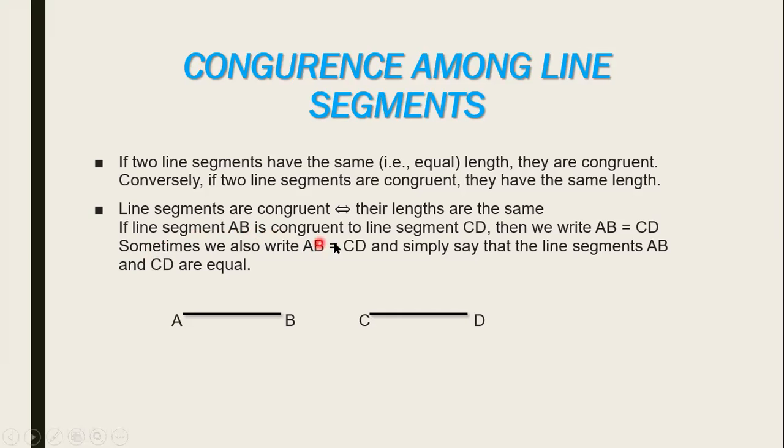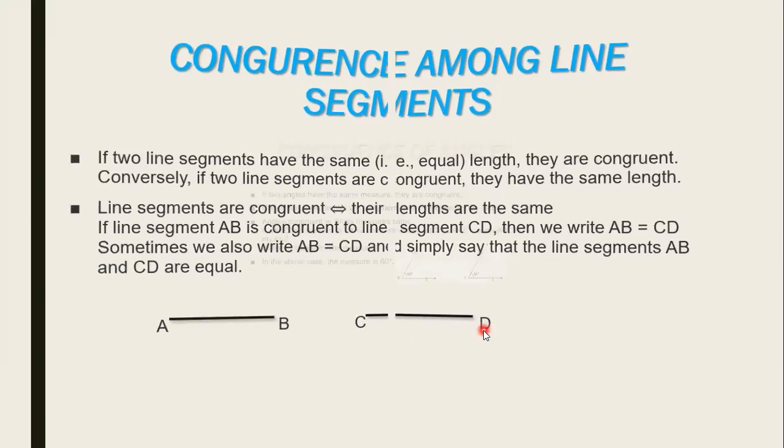If line segment AB is congruent to line segment CD, then we write AB ≅ CD. Sometimes we also write AB = CD and simply say that the line segments AB and CD are equal. See here, AB and CD are the two line segments. With this, the lengths of both are the same. So lengthwise also it is the same. So we can say AB is congruent to CD.